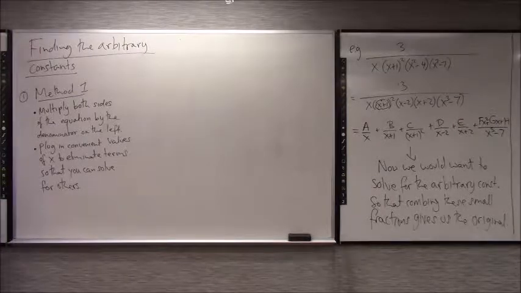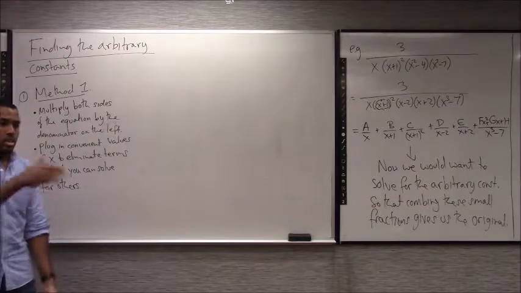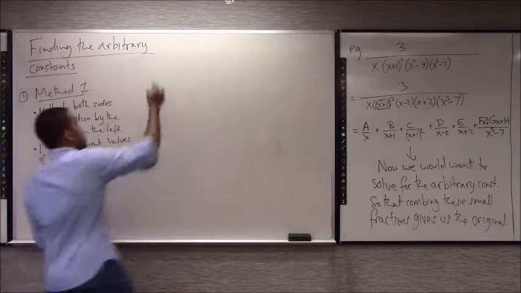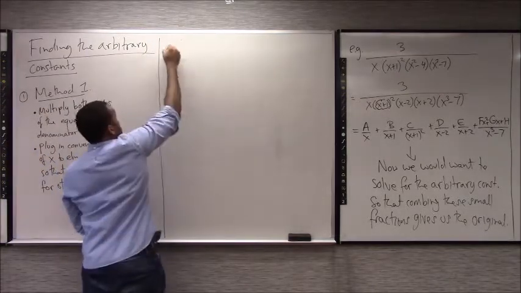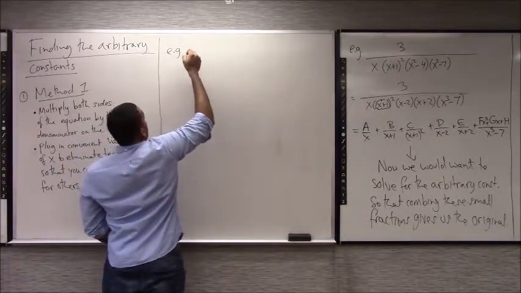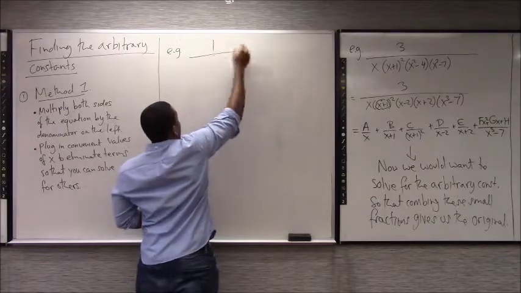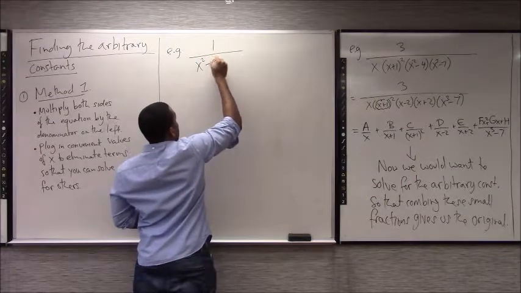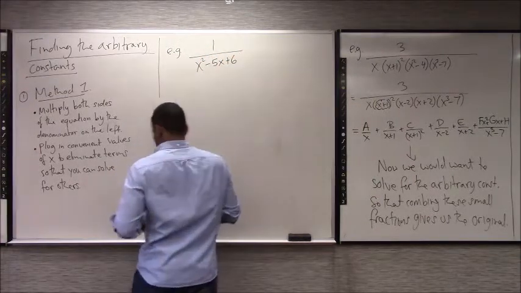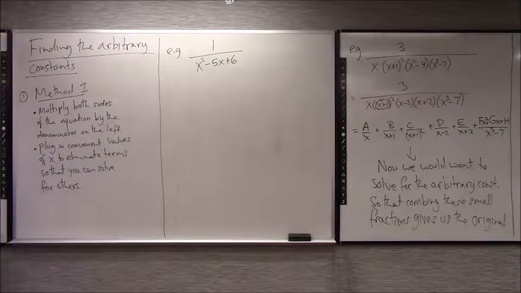You will obtain an equation that has to hold in order for these fractions to add up to the other one, so you just know that it should work for all these x values. So let's do an example of that. Let's say my example was 1 over x squared minus 5x plus 6. Find the partial fractions of that fraction.